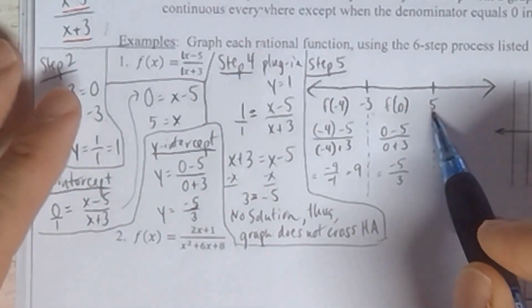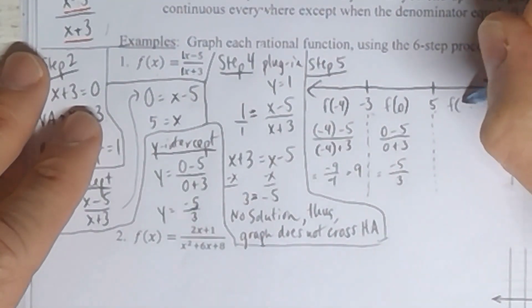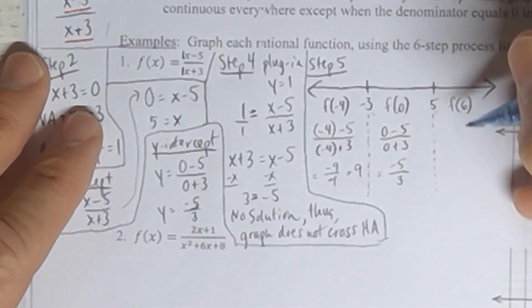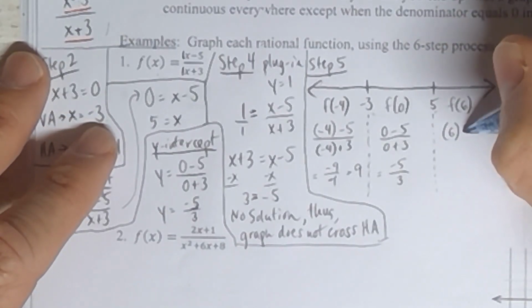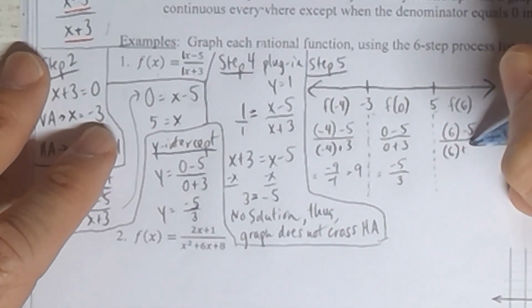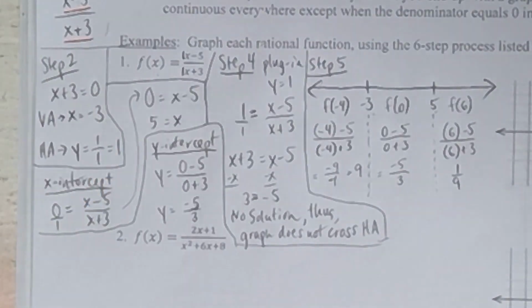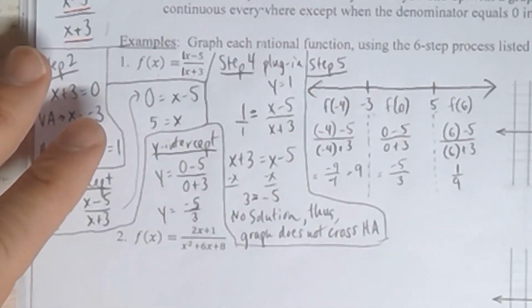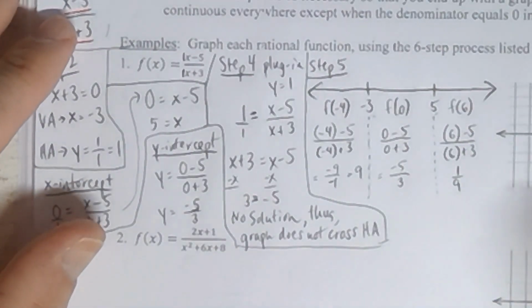Now let's pick a number between 5 and infinity. Okay, I'll go ahead and do 6. You could do 7 or 8 if you want, any number you want. So we get what here? We get 6 minus 5 on the top, and 6 plus 3 on the bottom. That is going to be equal to 1/9. Finally, you guys, after all of that, we can now go ahead and start graphing this thing.